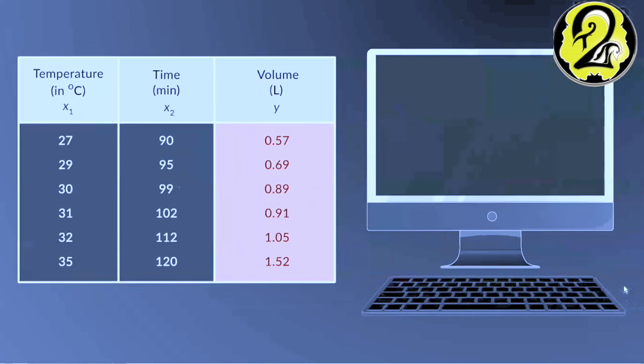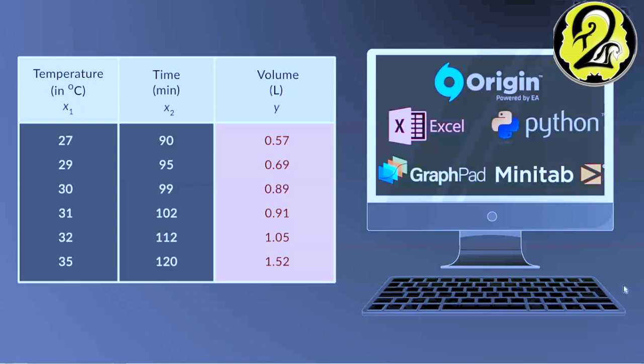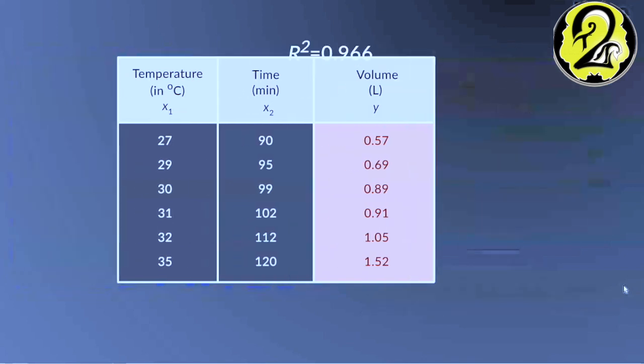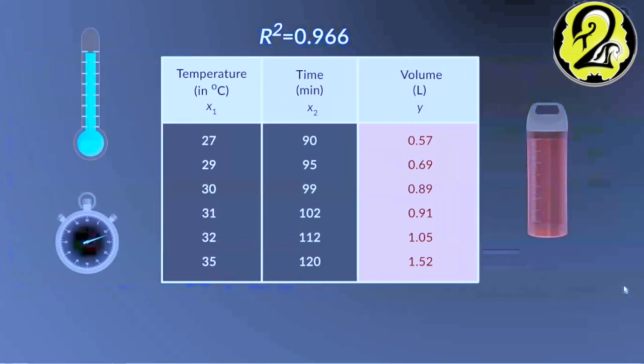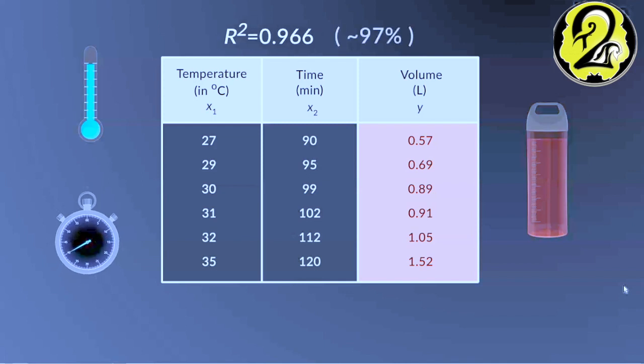Since the manual calculation of the multiple regression equation is generally complex, software is used to solve it. The multiple coefficient of determination is calculated to measure how well the equation fits the dataset. It means that the changes in temperature and the total amount of time practiced can explain 97% of the variation in water consumption.